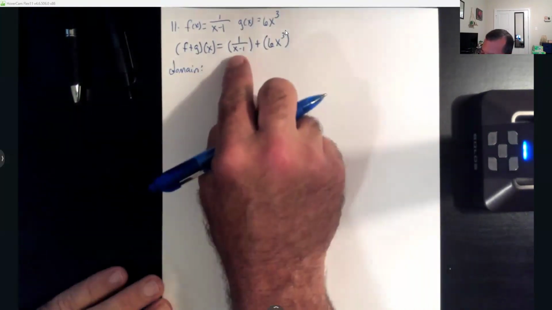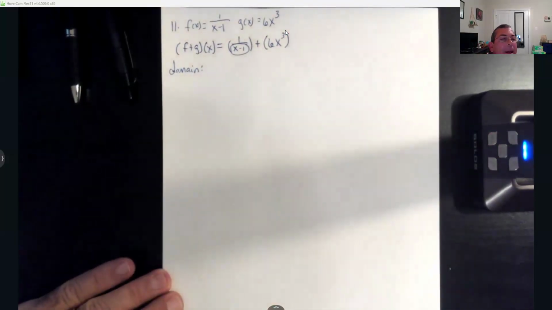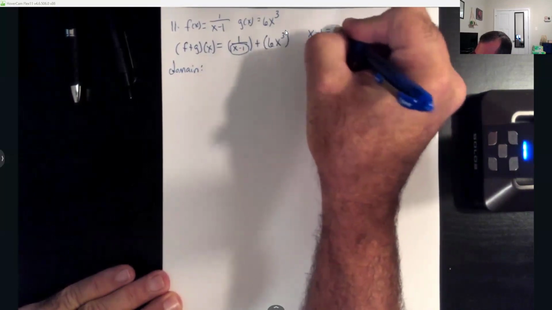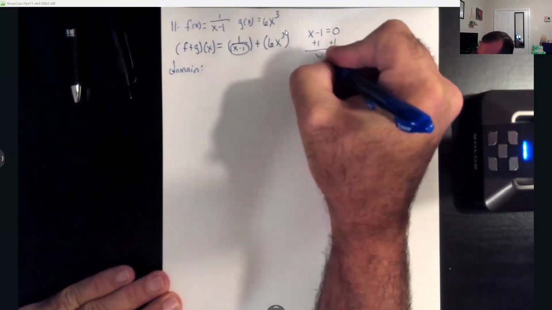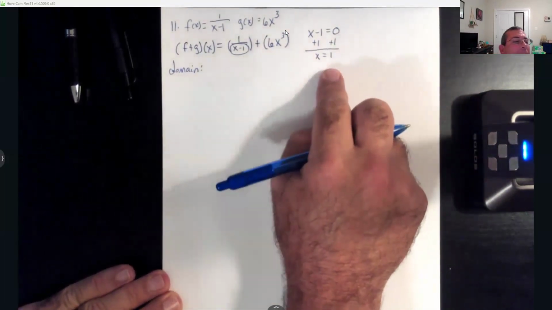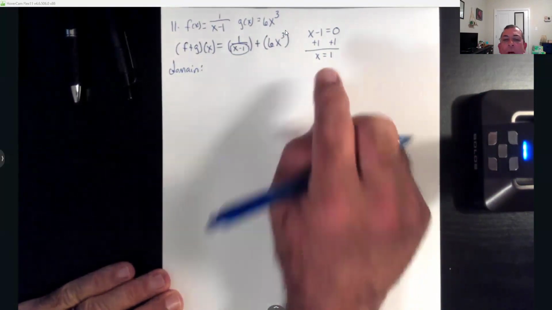So we was looking for the fraction. So we know that the bottom of this fraction cannot equal 0. So you would technically set x minus 1 equal to 0. Solve that by adding 1. So since I get a 1 on that, what do you got? X is a real number and x cannot equal 1. Perfect.